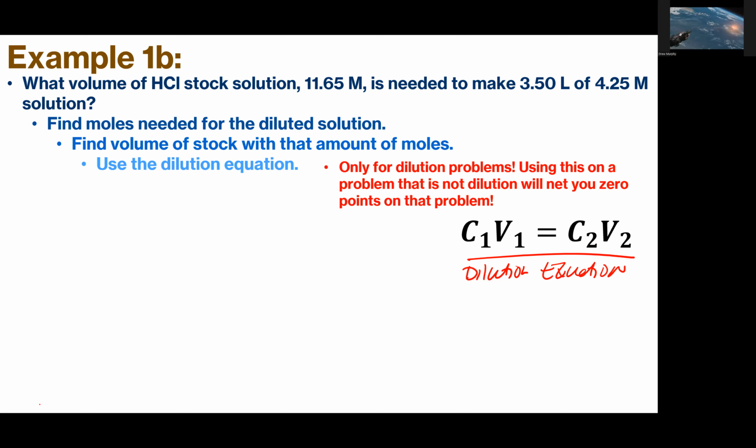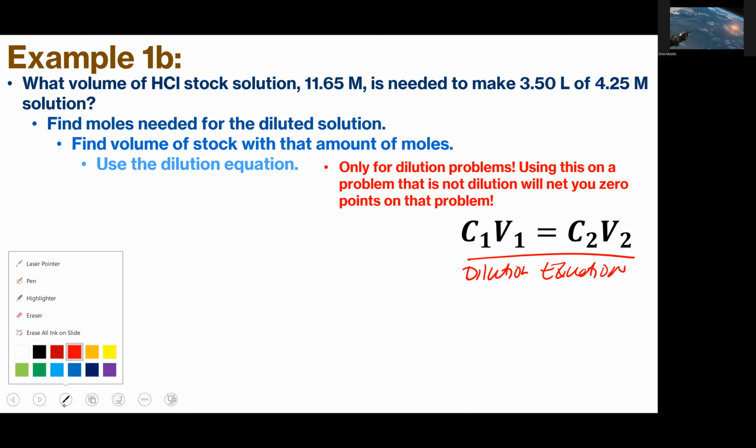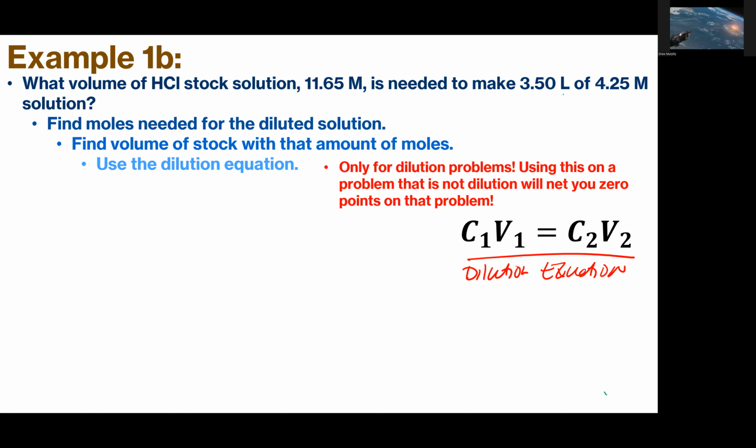So if you never want to use the dilution equation, that is absolutely fine. If you want to use it, that's good, but use it for just dilutions. The process is going to be the same thing. We want to find a concentration and a volume that go together. Remember, we said the 3.5 liters of 4.25. So this goes together.